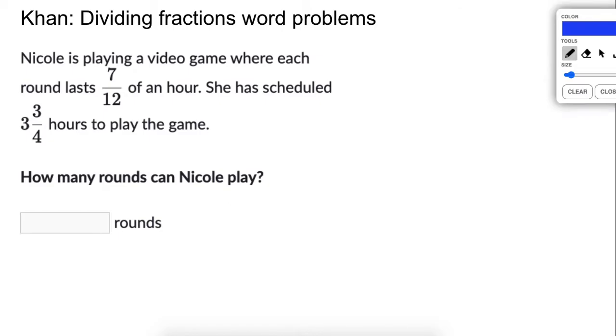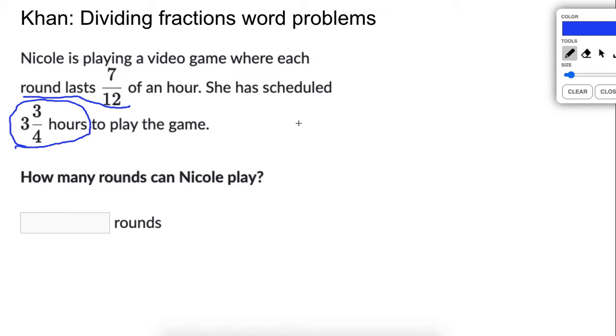So there's a couple things you want to look for when you're doing these. First of all, almost all of them are going to involve some kind of total. And then they're going to be splitting that total by something. So in this case, this is our total right here. And this key is the round. She has this much time, and then each round lasts this long. So if we take the total and divide it by how long a round lasts, that'll tell us how many rounds she can do.